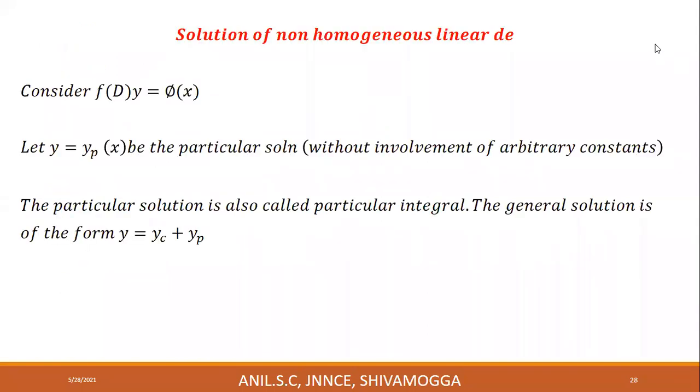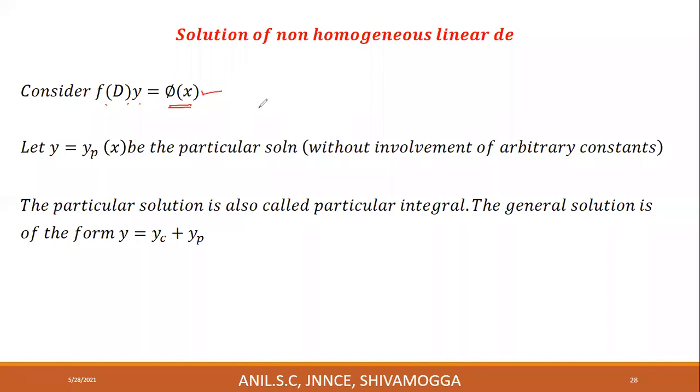Next part of the chapter: solution of non-homogeneous differential equations. Non-homogeneous means phi of x is not equal to 0. The differential equation is denoted by f of D into y is equal to phi of x. If phi of x is equal to 0, the resultant is called a homogeneous differential equation.